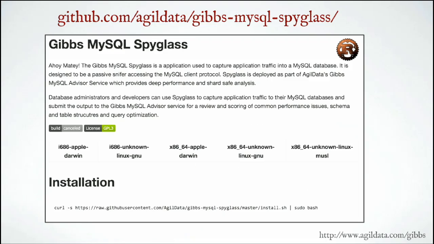And if you want to get it yourself, you can go to github.com/agildata/Gibbs MySQL Spyglass. It's actually written in the Rust programming language, which we got really excited about. We have a lot of functional programming geeks at our company, myself included, and we also happen to like low-level languages. So Rust is a really exciting language for that purpose, and we wanted to get our feet wet doing that. So we wrote the data collector in Rust, and had a lot of fun doing it. It's relatively early, and we'd love your feedback as you start to use this.